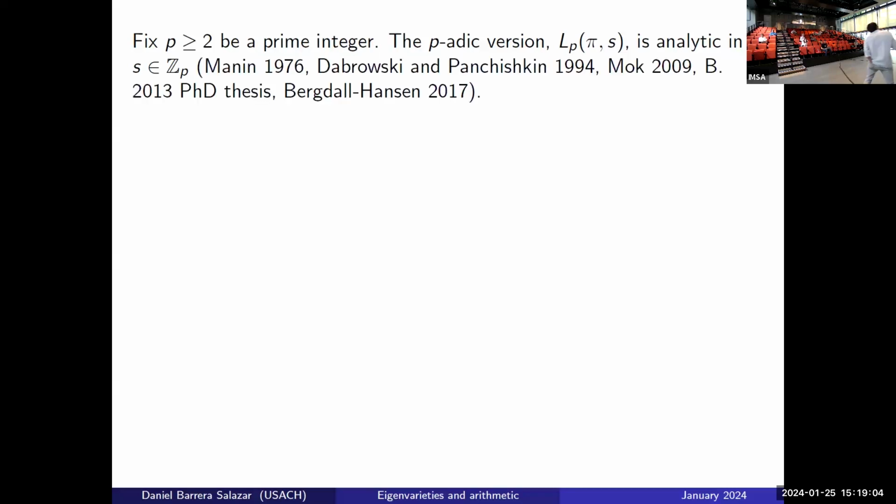But in this case of GL2, the construction started with Mazur in 76, Dabrowski in 94, Mok in 2009, in my thesis in 2013, and Barrera Salazar in 2017. In these last two works, my thesis and Barrera Salazar, the construction is a different construction, a very homological construction, and was very useful to study the p-adic L-function. The other ones are by interpolation, but these ones use homology and allow us to say something about the p-adic function, as in the following theorem.